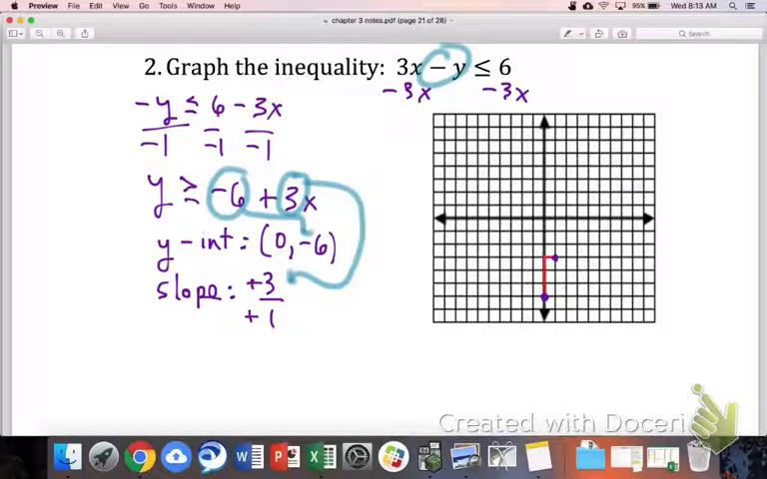Okay, I'll do one more just for fun. I could also go up 3, right 1 from that point. And that would give me a third point right about there. So I am going to connect these 3 points. These 3 points are all on my line. And I'm going to connect them with a solid line. You're going to find out soon that sometimes we won't use a solid line. So here is my solid line.